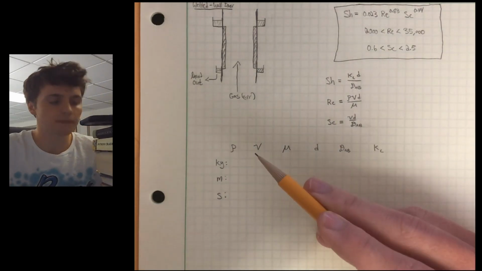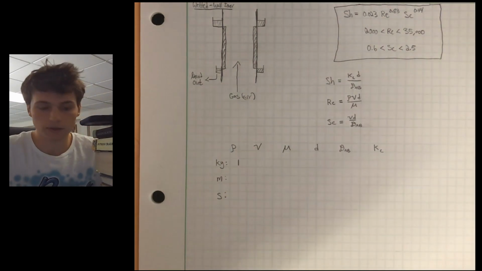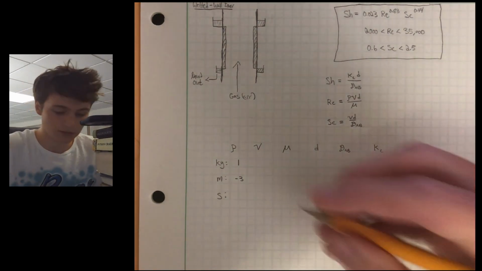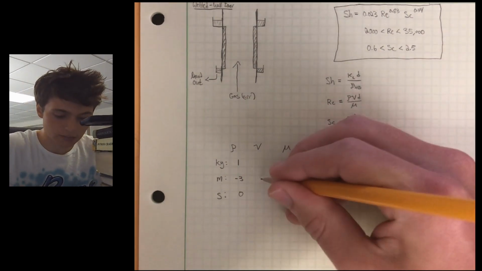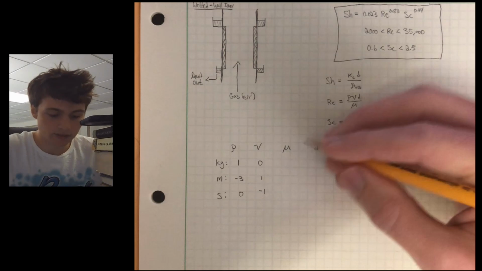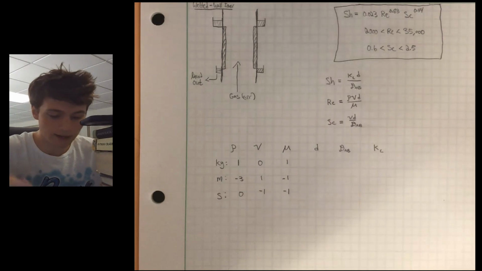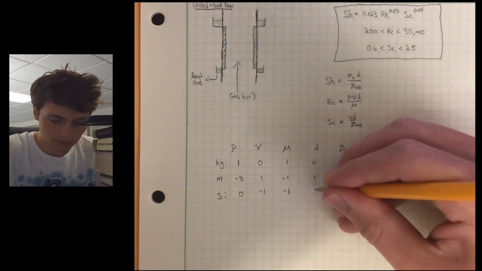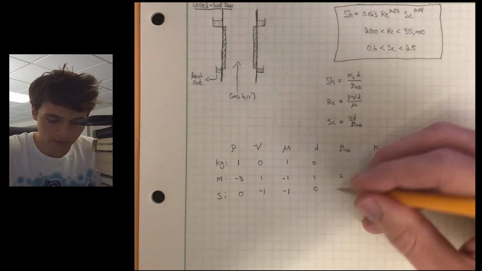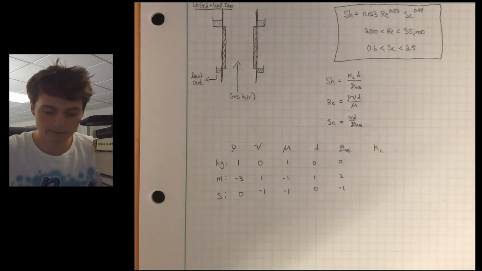Density, what is that? That's just kilograms per cubic meter, so kilograms to the 1, meters to the -3, and no seconds. Velocity is just meters per second. Viscosity is just kilograms per meter second. Diameter is just meters. Diffusivity is meters squared per second. And the mass transfer coefficient has units of meters per second.